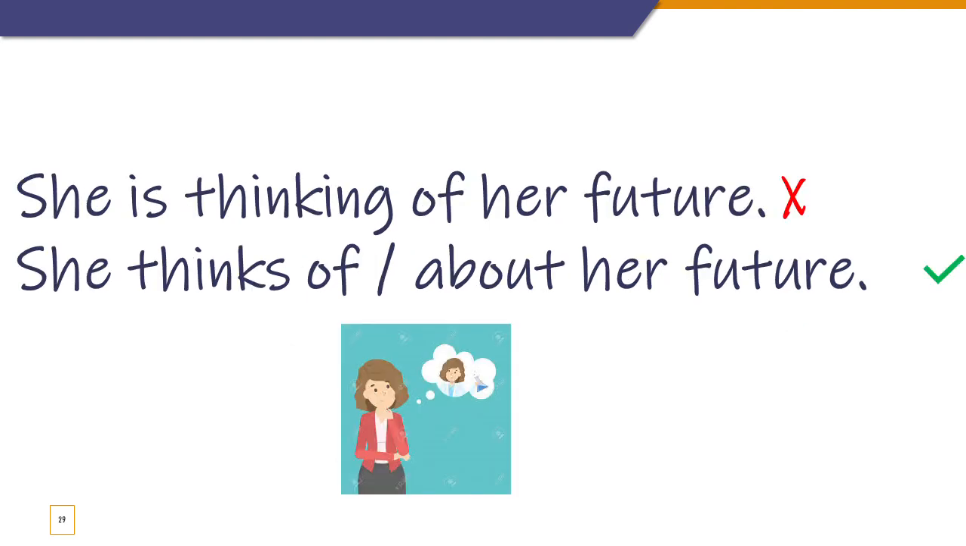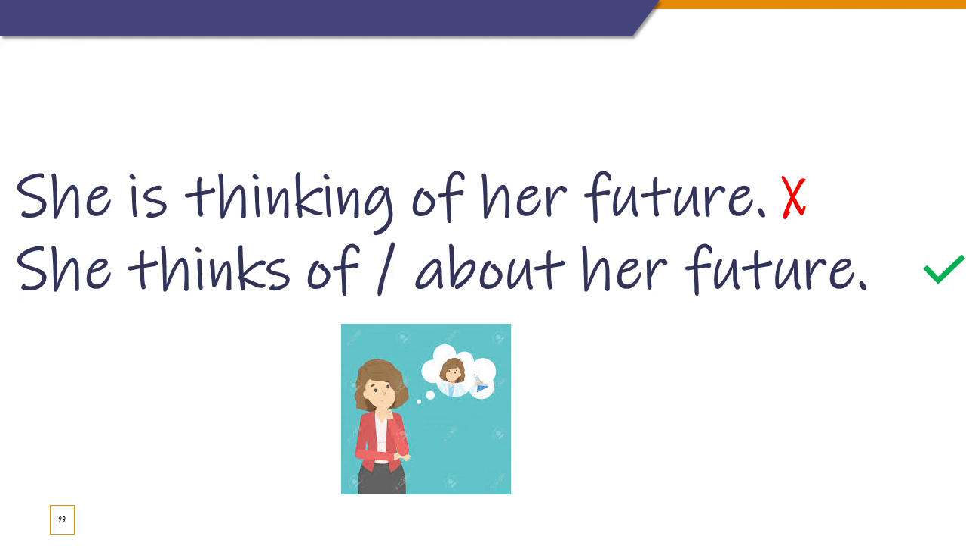Next one is thinking. Okay, thinking can have multiple meanings. So thinking can be used to talk about opinions. Thinking can also be used to talk about planning. Here in this context, "she is thinking of her future." Okay, so again, we can't say that. Even though it sounds correct, even though it is used in informal situations, you can't say "she is thinking of her future." You say "she thinks of her future," or "she thinks about her future," or "she thinks of becoming a scientist."